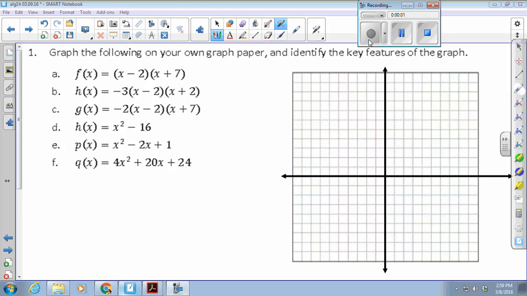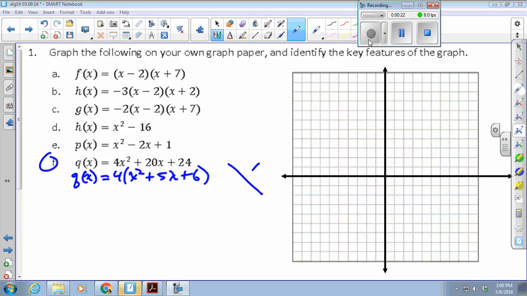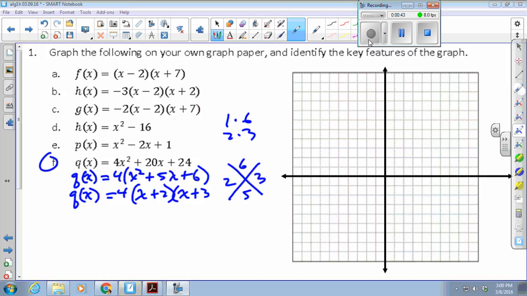Okay, we are going to graph, in this case, f. As we graph this, first thing we want to do is go ahead and factor out a 4. So this becomes q of x equals 4 times (x squared plus 5x plus 6). We're now looking for factors of 6 that add up to 5, and hopefully we notice that my factors are 1 times 6 and 2 times 3, so it's got to be 2 times 3. This then factors into q of x is equal to 4 times (x plus 2) times (x plus 3).